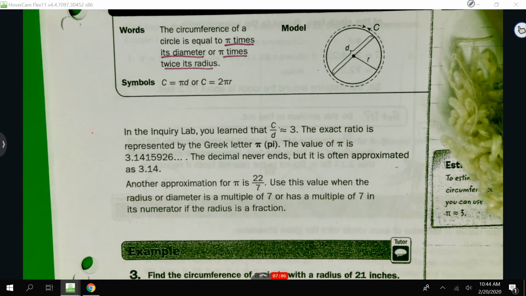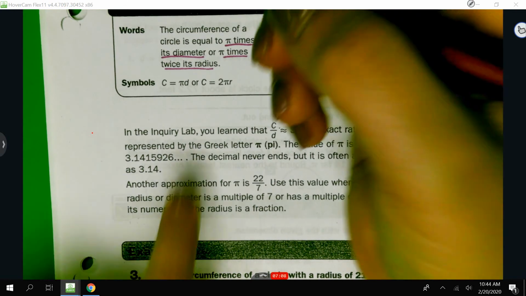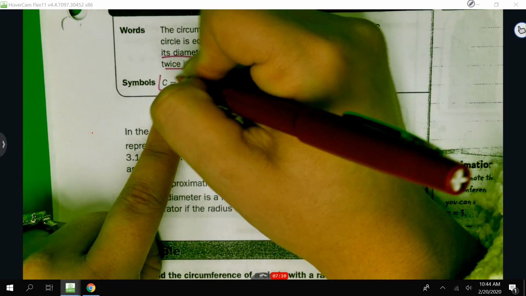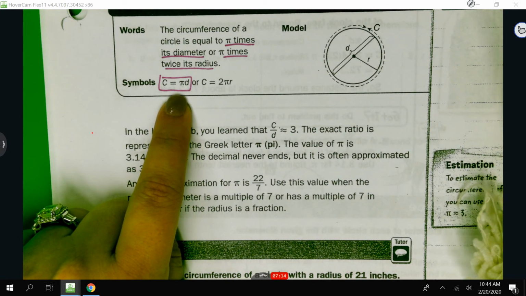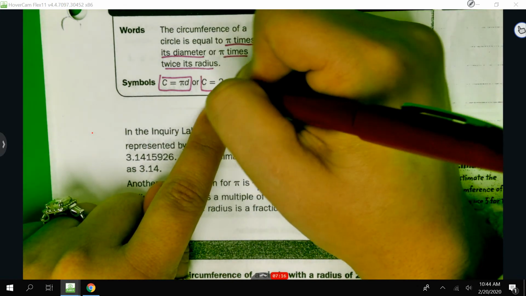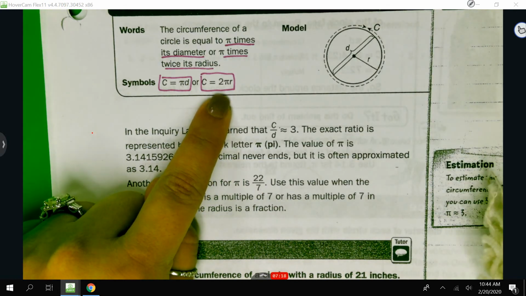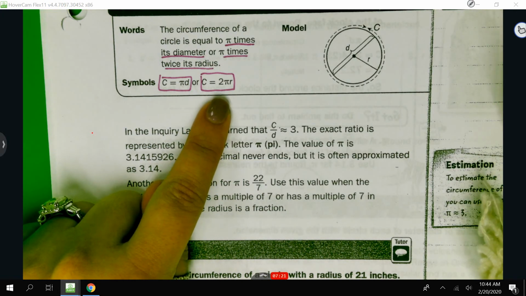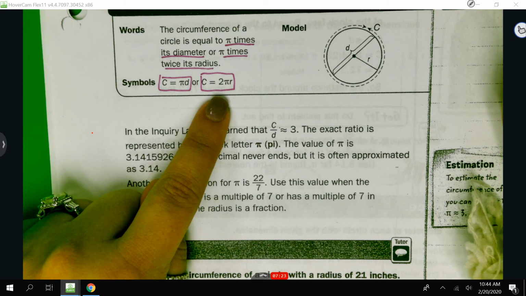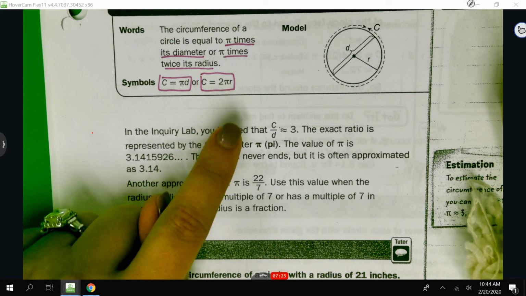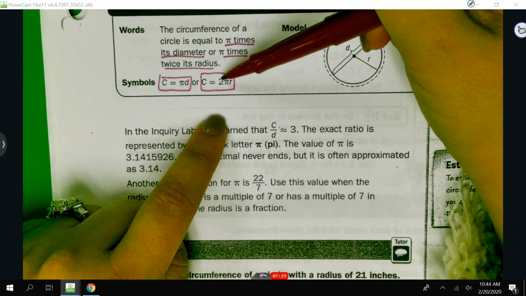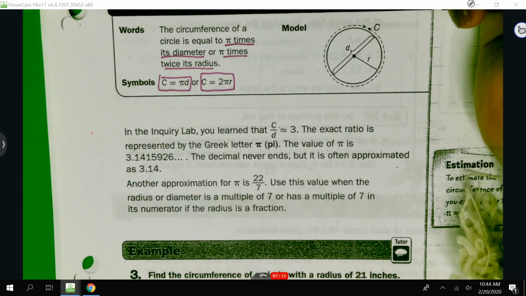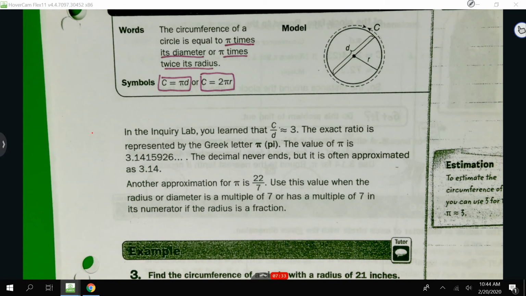So you have two different formulas for circumference. If you know what the diameter is, you want to use C equals pi times D. But if you know what the radius is, you want to use C equals 2 pi R. Okay. If you know what the diameter is, there's not a D in the other formula to use. So if you're given D, you're using the formula that has a D in it. If you're given R, you're using the one that has an R in it. Okay.